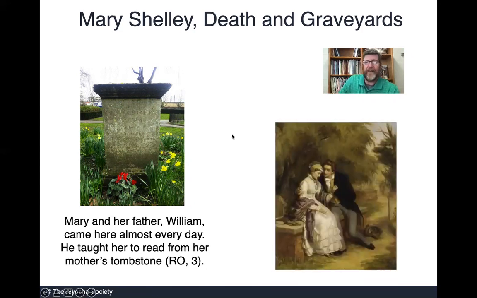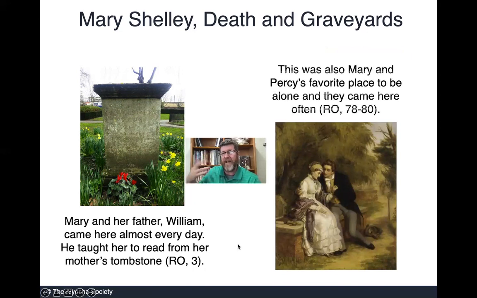What else gives us insight into her obsession? Well, her mother's grave was a place that she was kind of obsessed with. Not only did her father take her there, but she took Percy there. And they spent a lot of time talking, getting to know each other, as the case may be.